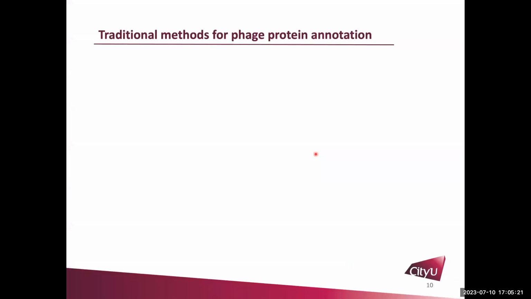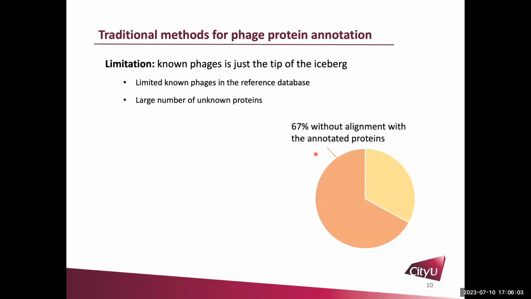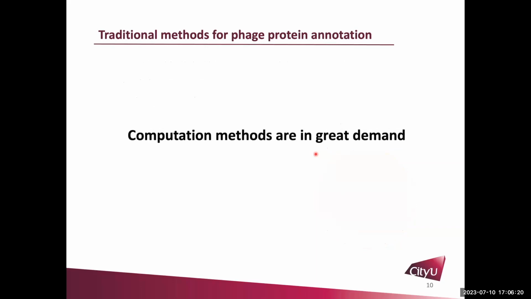Traditional methods for phage protein annotation are based on the exact match between sequences. However, recent research has shown that the number of the known phages is just the tip of the iceberg. In addition, phages are diverse. It's estimated that about 67% of phage proteins don't have alignment results with the annotated proteins. The alignment-based method usually leads to a low recall performance, so computational methods for phage annotation are in great demand.